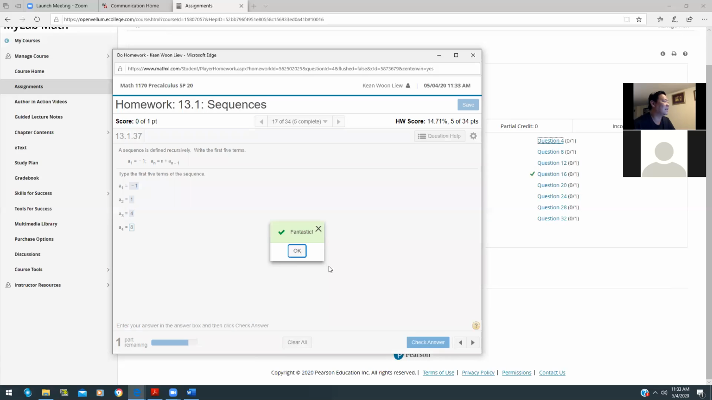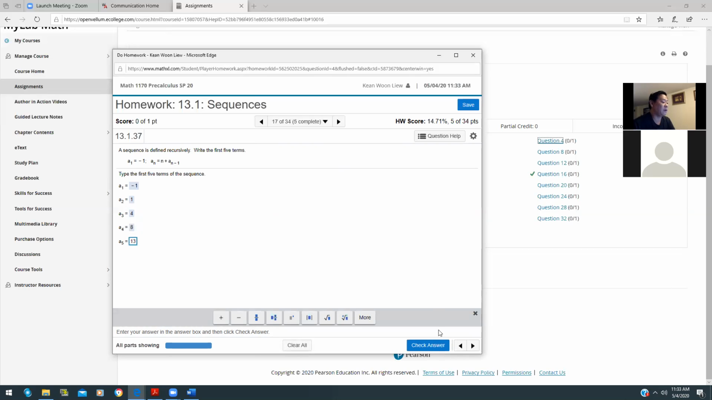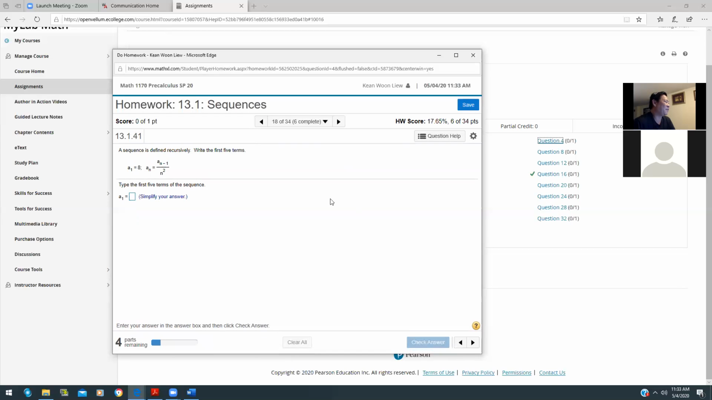So what is the last term? Anyone know how to figure out the last term here? Anyone know how to find A5? So this is not that tough, this kind of homework. So anyone know how to find the fifth term? You take what? The 8 that you have and the 5 that you have. So 8 plus 5 is 13. Yep, you're right, Munira. So it's not too difficult.